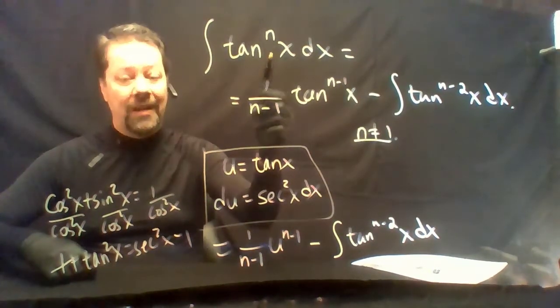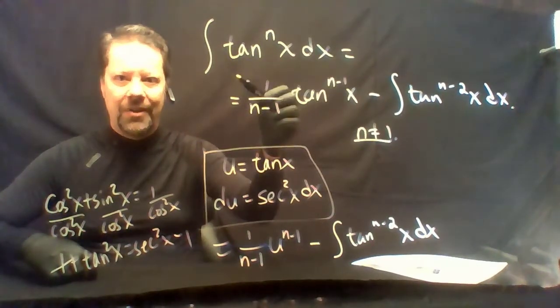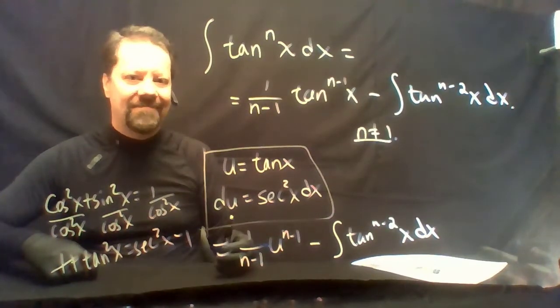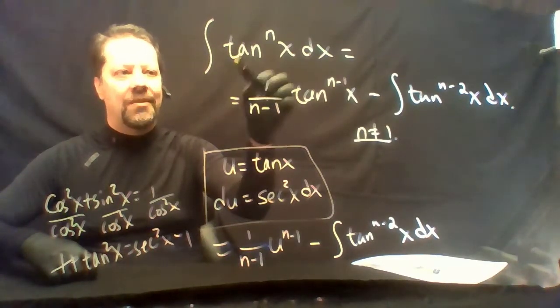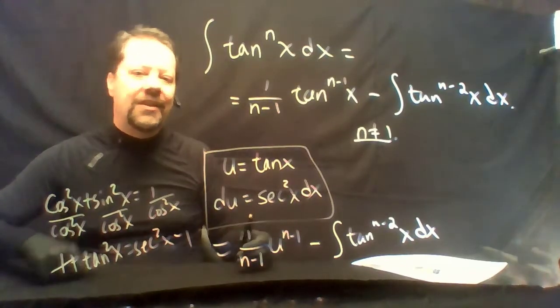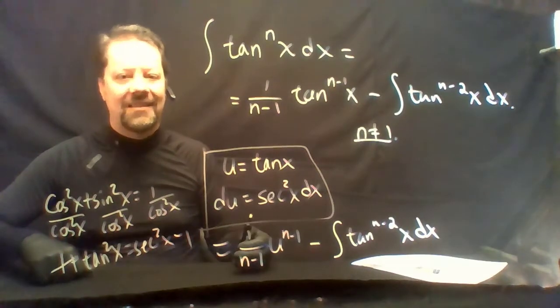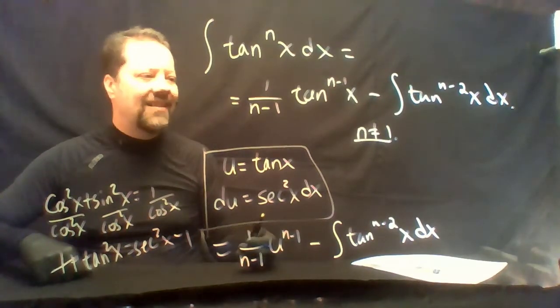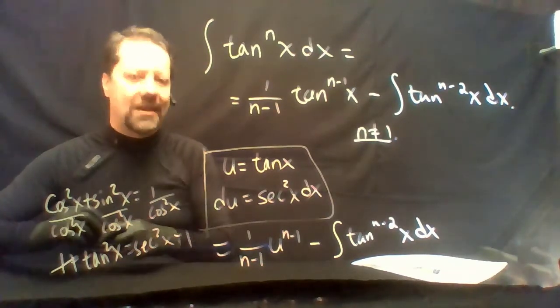If n is equal to 1, it's a u sub straight up. You'll convert tangent to sine over cosine and set u equal to cosine x. You'll end up with a minus because the derivative of cosine is minus sine. So you'll have to put a minus in. You get minus the log of the absolute value of cosine x, which is the log of the secant of x plus c. So in the case n equals 1, there's a simple procedure for handling that one excluded case.